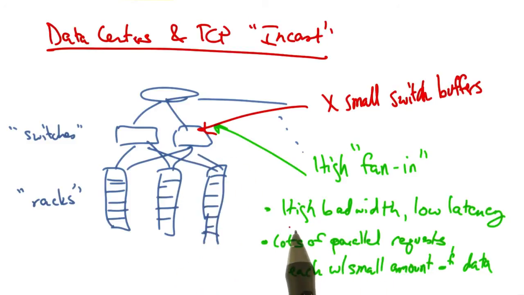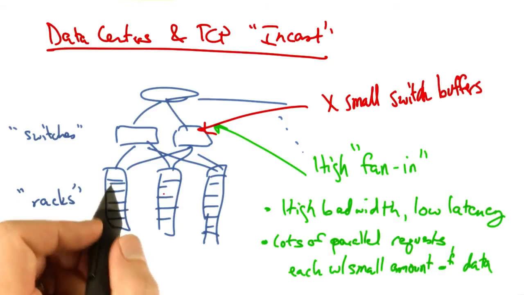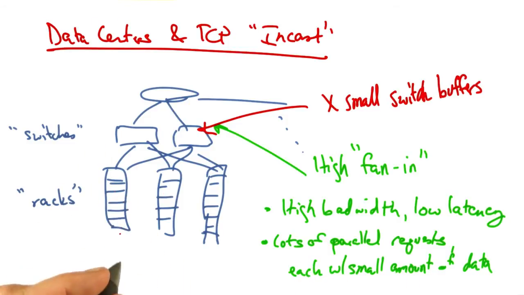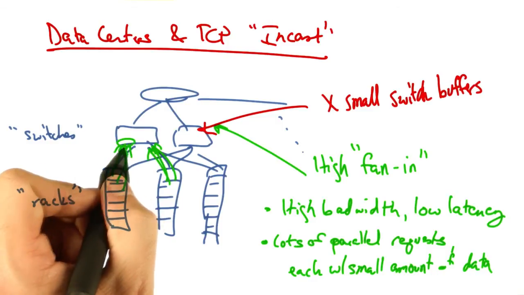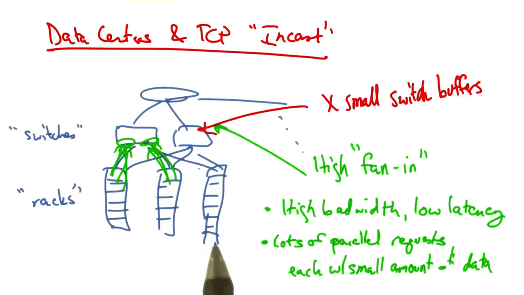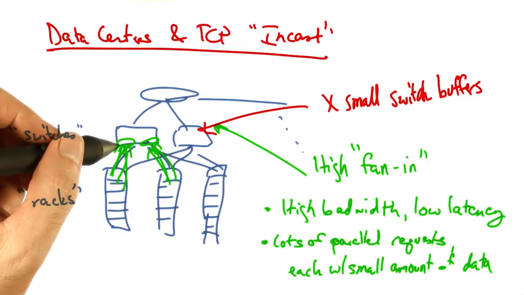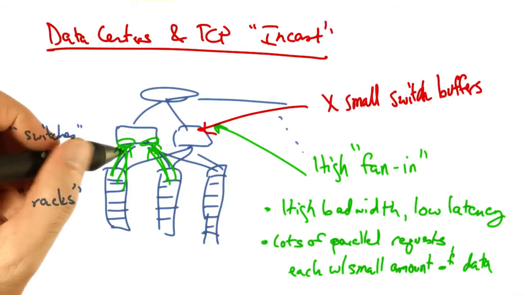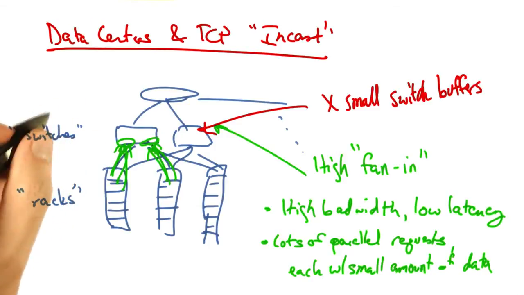So when we combine the requirements of high bandwidth and low latency for the applications, the presence of many parallel requests coming from these servers, and the fact that the switches have relatively small buffers, we can see that potentially there'll be a problem. The throughput collapse that results from this phenomenon is called the TCP Incast problem.